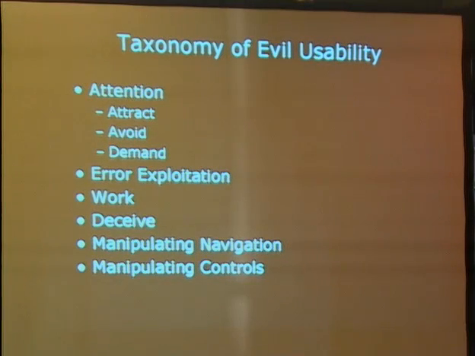So like I was saying, when I tried to just start gathering snapshots and examples of this, it just kept growing and growing, and grew from a taxonomy into a real encyclopedia. So what I've done here is try to cover some of the larger categories and some entertaining examples, I hope, and get your thoughts on them. But if you look at these, they're all about attacking the human, the end user. Attacking their attention, exploiting their errors, making them work, tricking them, manipulating their navigation either overtly or covertly, and the same thing, manipulating the interface controls.